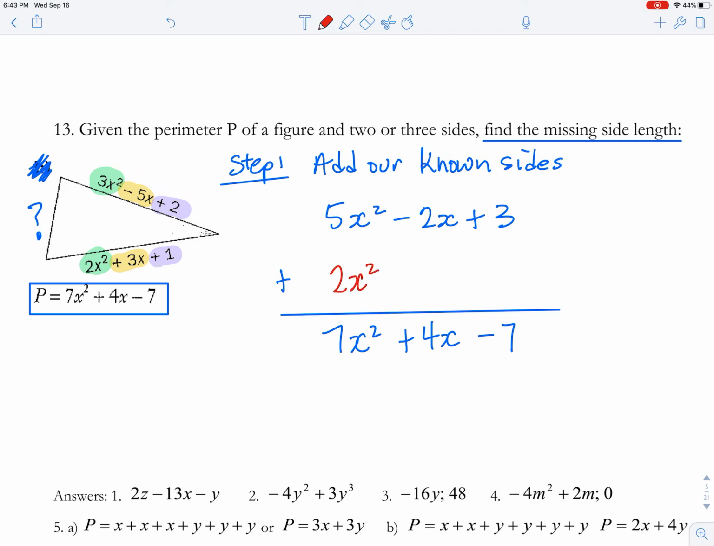And we could just think about it as, oh hey, I subtracted 5x squared from 7x squared and got 2x squared. So that's one way to think about it. Or you might have just been able to figure it out. To start at minus 2x and end up at positive 4x, we have to add 6x. And to start at positive 3 and end up at minus 7, I would have to take away 10.